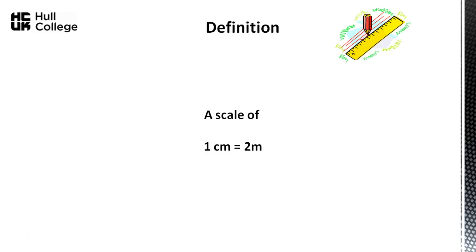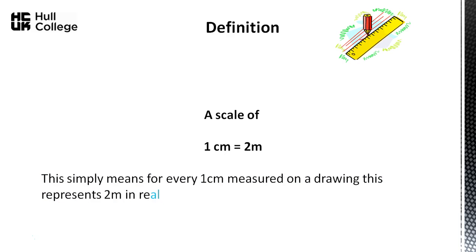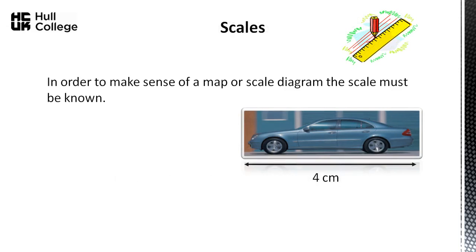Here's a definition. A scale of 1 centimetre to 2 metres simply means for every centimetre measured on a drawing, this represents 2 metres in real life. In order to make sense of a map or scale diagram, the scale must be known.